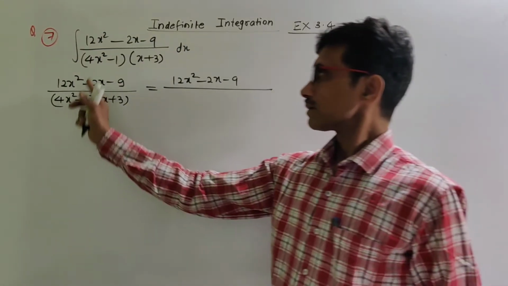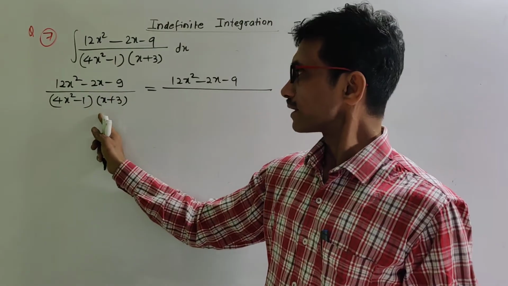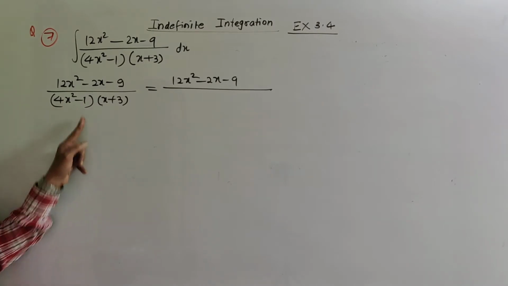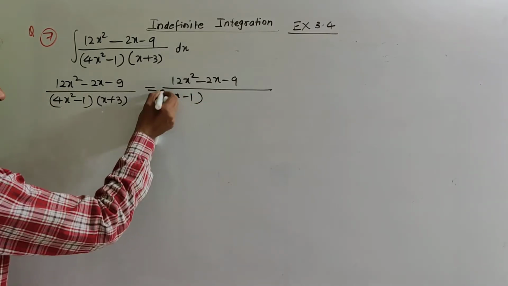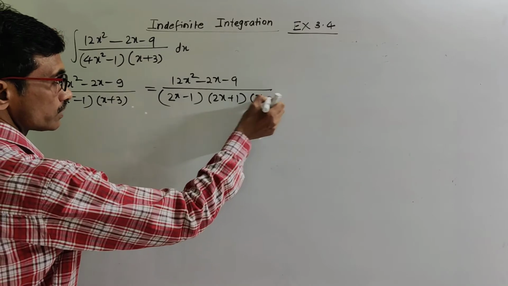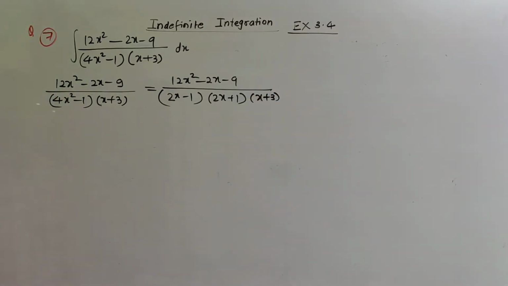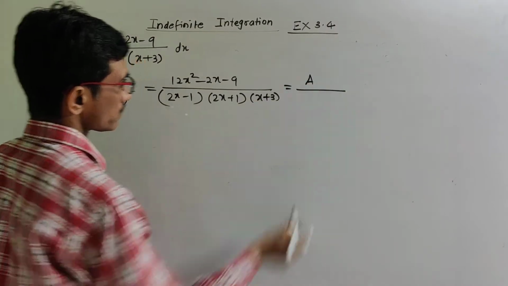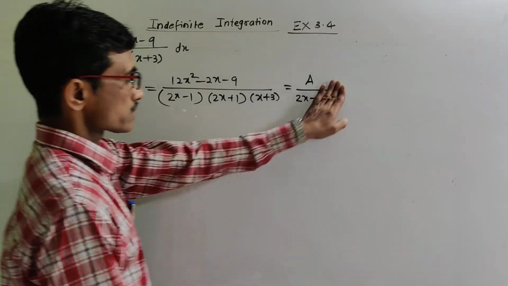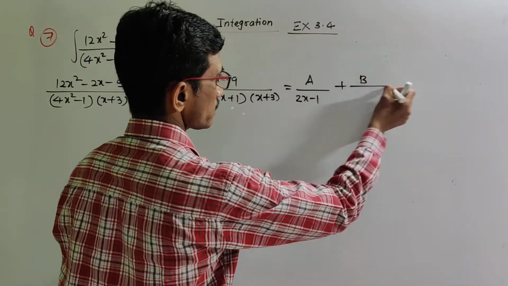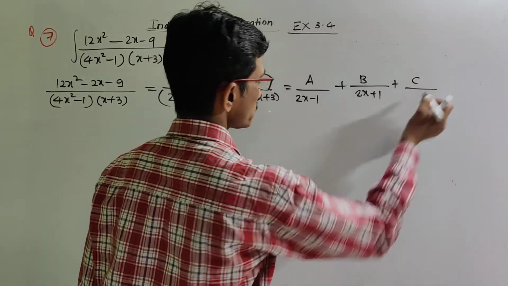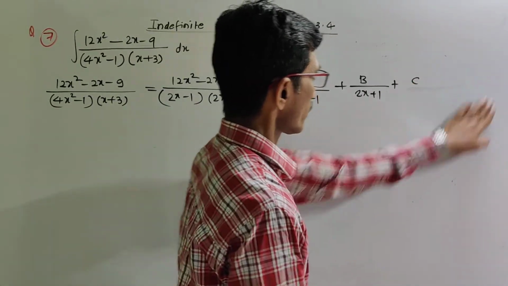Question number 7. The denominator, we can find its factors again. So its factors are 2x minus 1 and 2x plus 1, and x plus 3 is the other factor. So we can put it in partial fractions: a upon 2x minus 1 plus b upon 2x plus 1 plus c upon x plus 3.